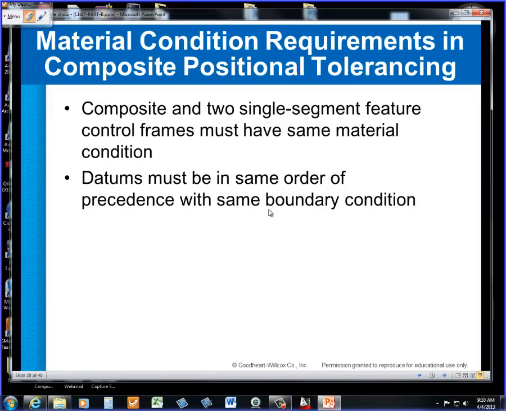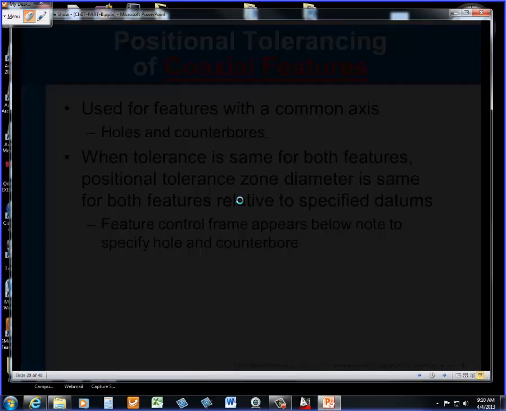So considering all of that, your material condition requirements in composite positional tolerancing: the composite and two single segment feature control frames must have the same material condition. You can't have one with a circle L, one with a circle M. And the datums must be in the same order of precedence. So we can't mix that up. Since they're a pattern, they have to be considered related to datums in the same order.